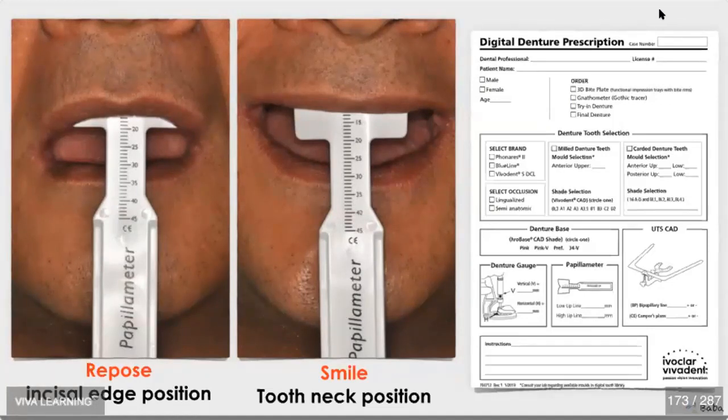Now, you can download this prescription from the Ivoclar website in PDF format, and you can print it. It's an amazing lab prescription because it has all you need to communicate with the lab. So in that area, it has the papillometer reading. You see the low lip line and the high lip line, and you can mark these in there.